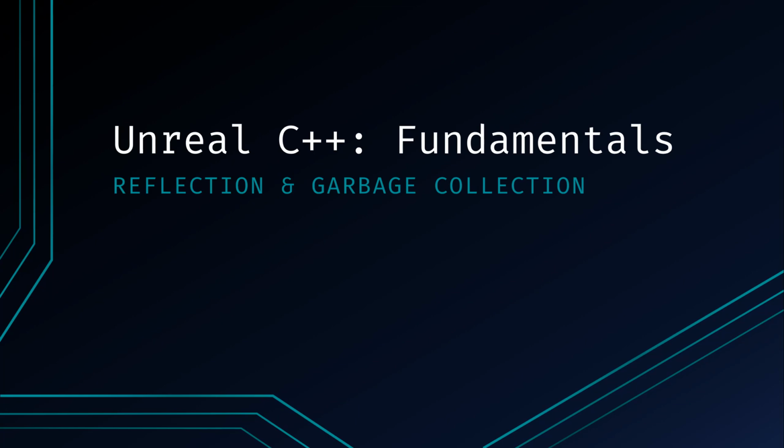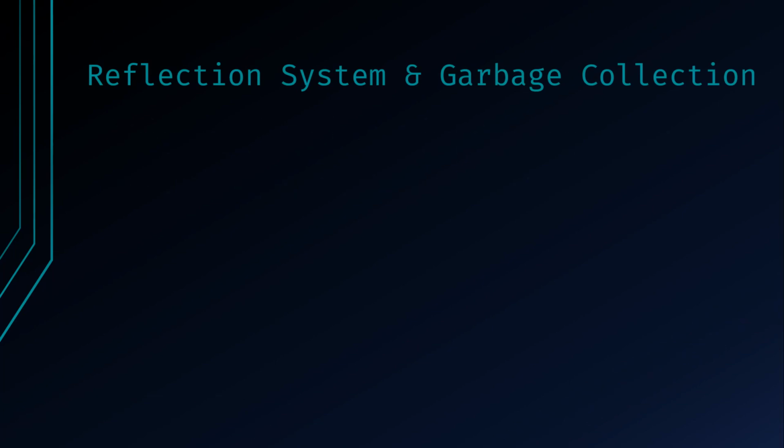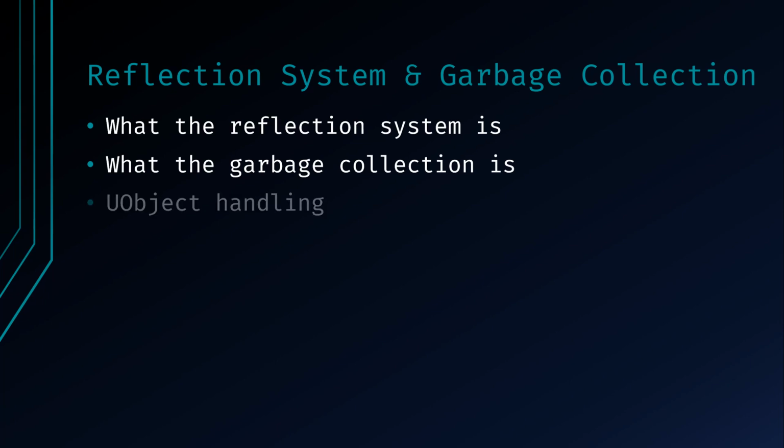Today we'll be briefly discussing the reflection system as well as the Unreal garbage collection system. I'll be giving a high-level overview of what the reflection system is, what garbage collection is, UObject handling, UProperty, and UFunction, as well as what are some of the most common specifiers for each.